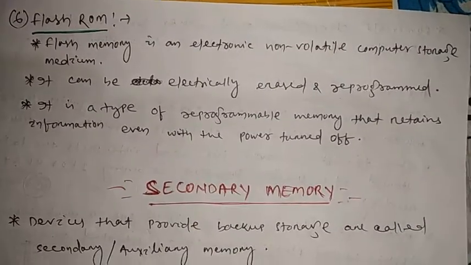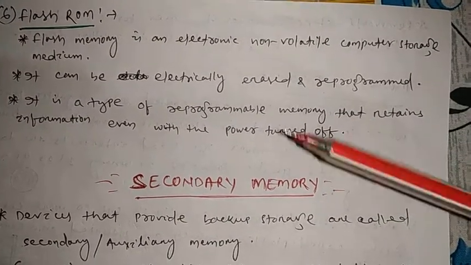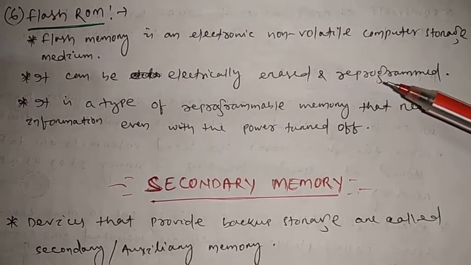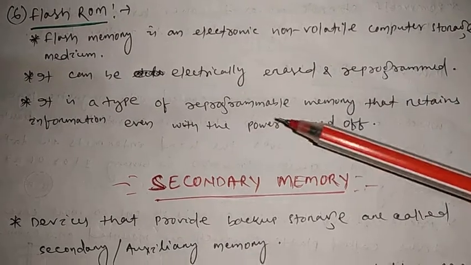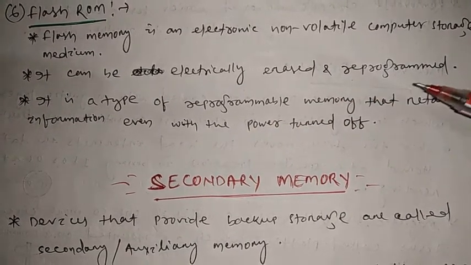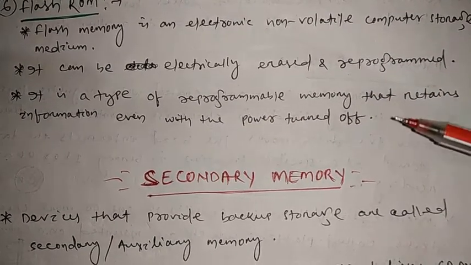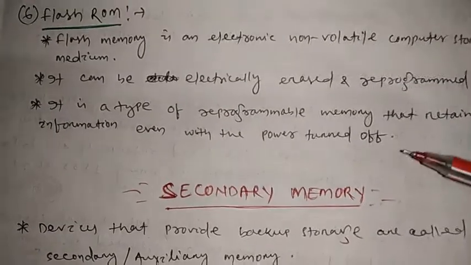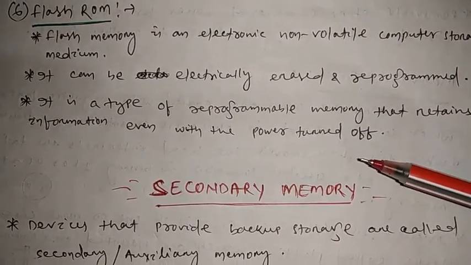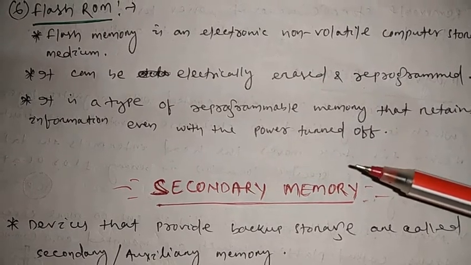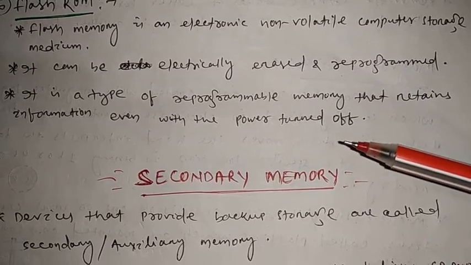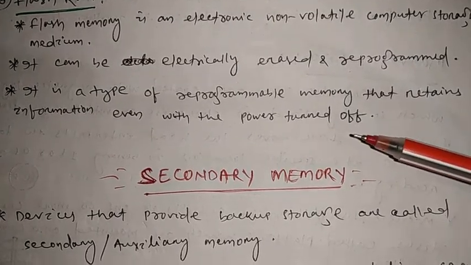Next, come to flash ROM. So what do we mean by flash ROM? Flash memory is an electronic non-volatile computer storage medium. It can be electrically erased and reprogrammed. It is a type of reprogrammable memory that retains information even with the power turned off. So flash ROM is one kind of memory which is non-volatile in nature. Data can be stored even when the power is turned off.